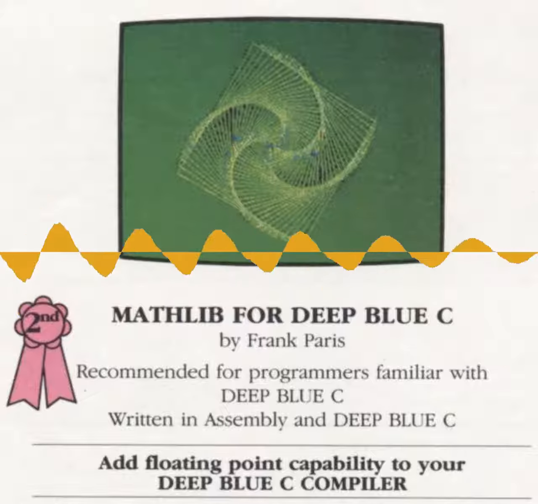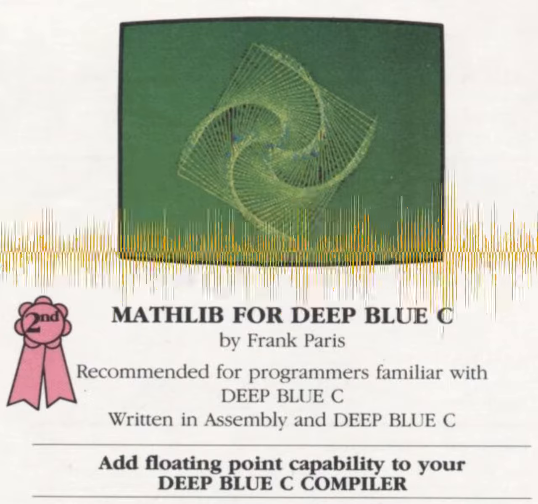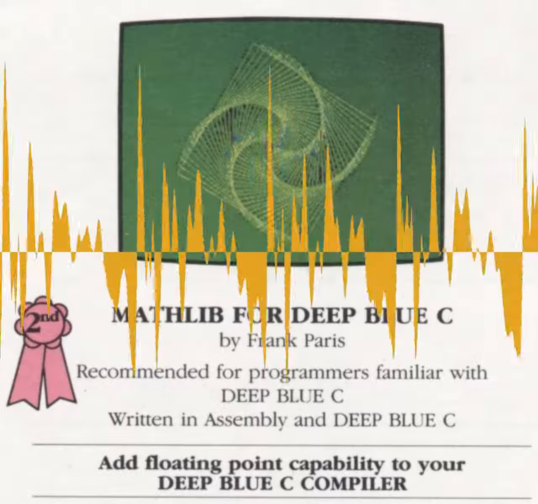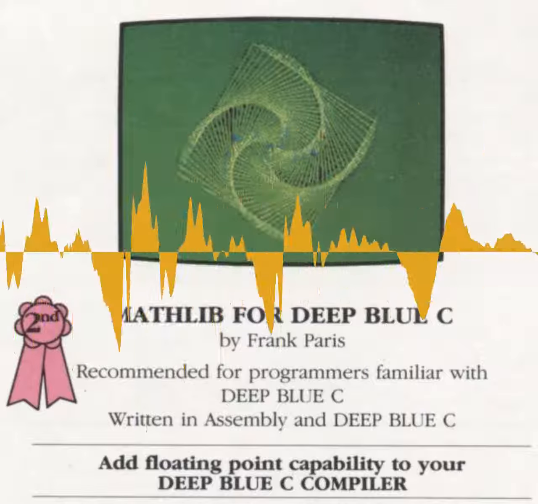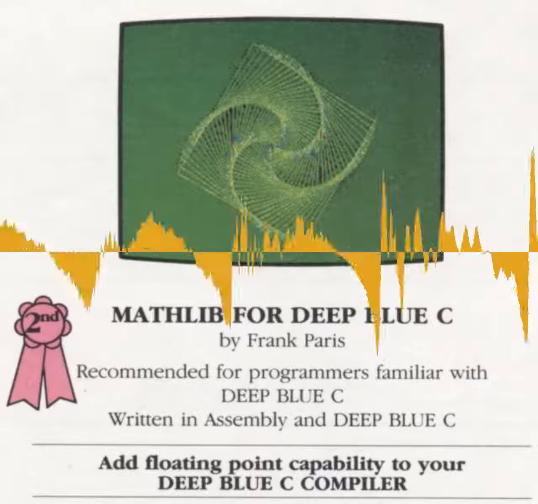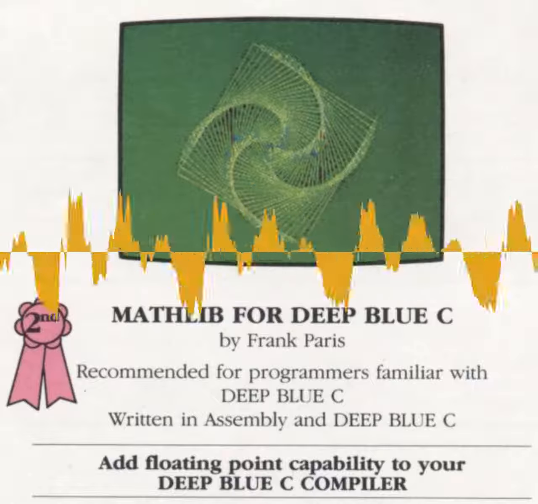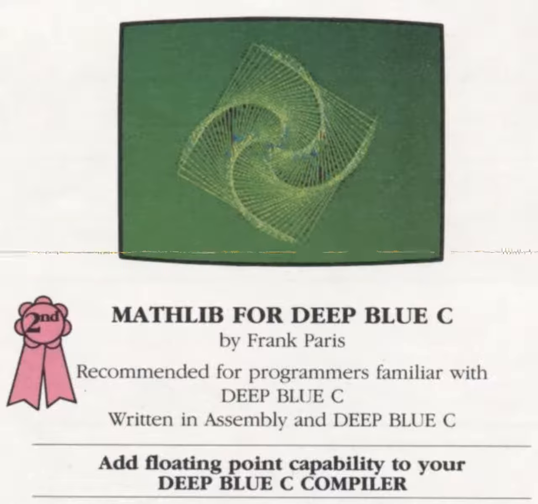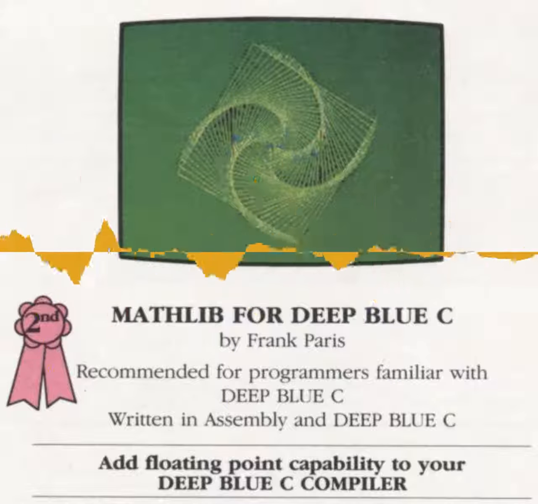Mathlib for Deep Blue Sea by Frank Paris, recommended for programmers familiar with Deep Blue Sea, written in assembly and Deep Blue Sea. Add floating point capability to your Deep Blue Sea compiler. Here's the latest addition to the APX family of Deep Blue Sea software. Mathlib is a whole library of math functions designed to expand your Deep Blue Sea compiler into the area of floating point calculations. Deep Blue Sea is filling the gap between basic and assembly languages, but it doesn't support floating point data types. Mathlib provides the full range of functions needed for Deep Blue Sea to perform floating point calculations.